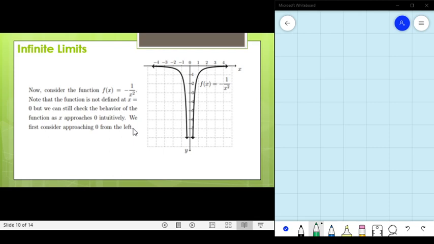Okay, so let us now consider the function f of x equals negative 1 over x squared. Negative naman, so mabali na po ang direction sa atong graph. Okay, so padong na po dire. That's why we can say that the limit of f of x as x approaches 0 is negative infinity.